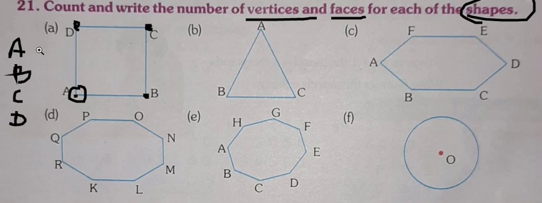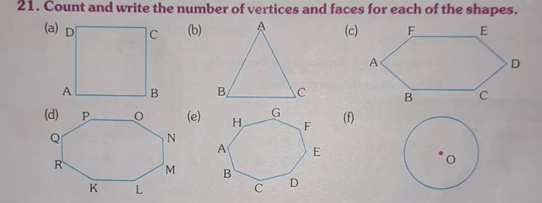And how many vertices are there? There are 4 vertices. 1, 2, 3 and 4. You can see here A, one vertex is here, B, another vertex is here, C, another is here and D, the last one is here.